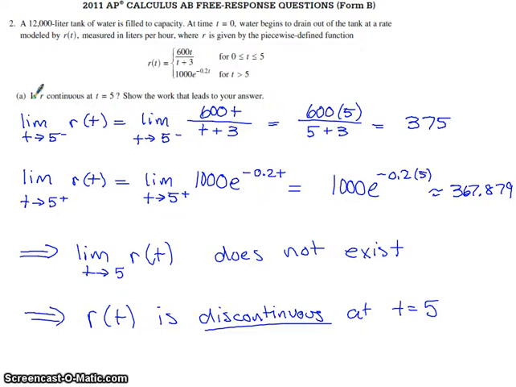So three things have to happen in order for us to be continuous at a given t value. We have to make sure R of 5 exists, and if you put 5 here and 5 here, since this is the inequality we'd be sitting on if we're equal to 5, you definitely get something that's defined, so R of 5 will exist.